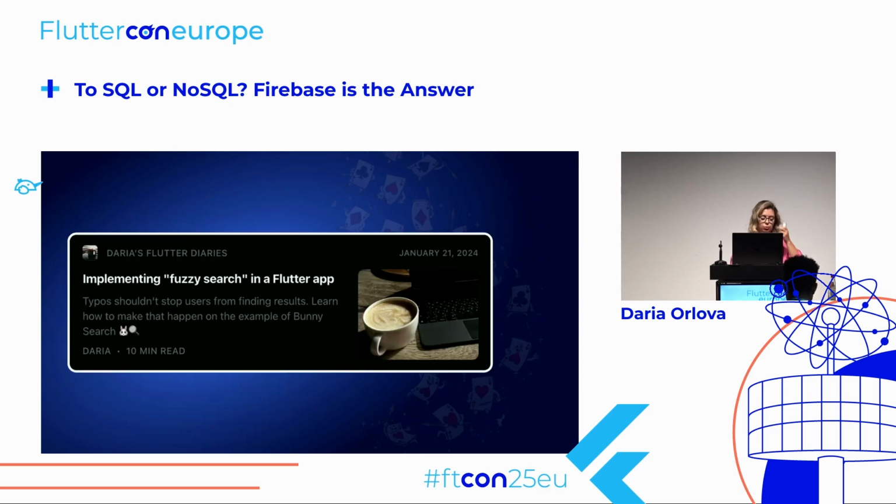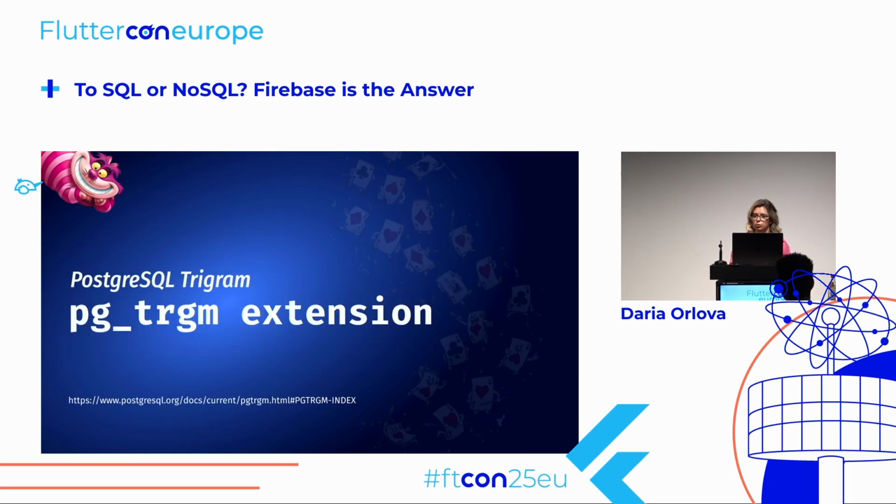To be able to do that, the algorithms are called fuzzy search or approximate string matching, and there are different ones. I've actually written an article in my newsletter if you want to read about how to do that in Dart with Levenshtein distance. But the way we do it in Bunny Search, because we're using a database, is the PostgreSQL trigram extension, which is a Postgres extension to perform this kind of fuzzy search. It generates special functions and operators for you to use in SQL to be able to perform this fuzzy search.